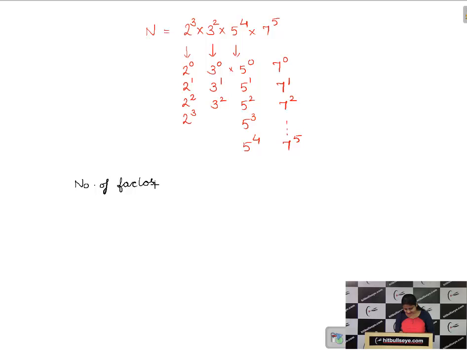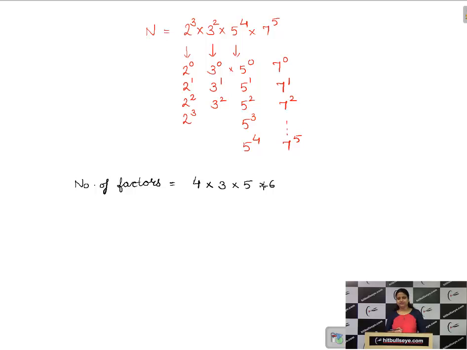Since the idea is clear, straightaway I am using the formula. It will be (3 plus 1), that is 4, into 3 into 5 into 6. That is the answer for number of factors of n. Once again, why so? Corresponding to powers of 2, we are taking any one out of 4 choices available.